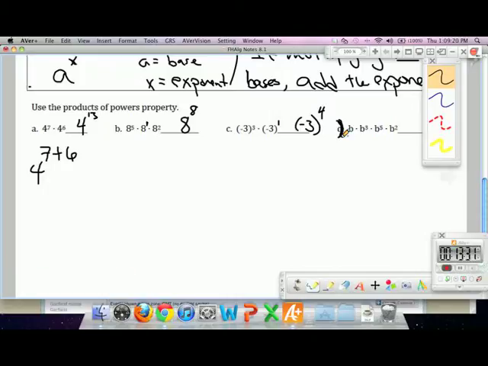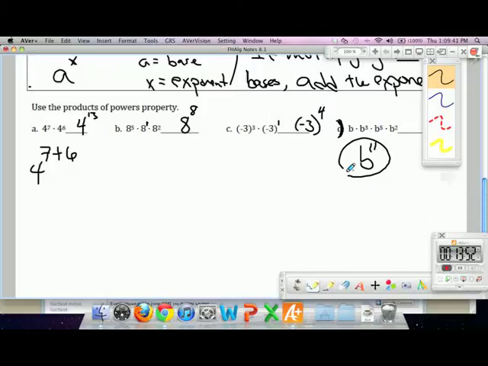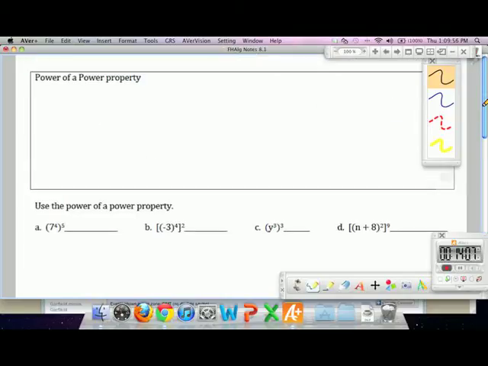What's our answer here? B to what power? 11, I believe. 1 plus 3 plus 5 plus 2. Okay. So if we're combining with multiplication, same base with multiplying, we'll add the exponents. Well, but that's not the only thing we can do. We could also, well, as you see on the backside, maybe we have powers of other powers. Oh boy.